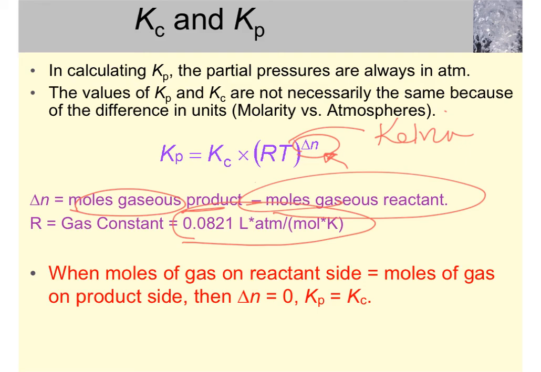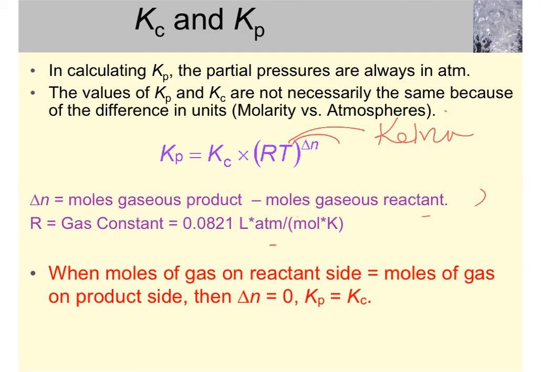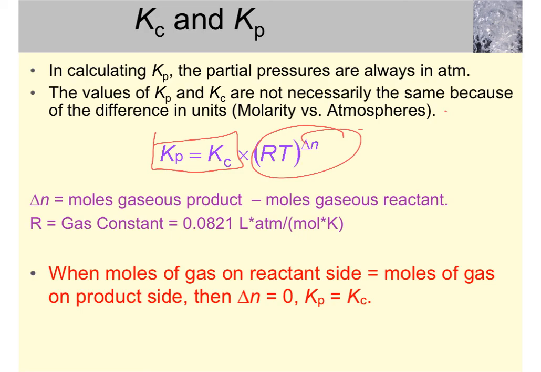But I want to point out at this point, there are some cases where Kp equals Kc. When will these two actually be equal to each other? When this whole portion equals 1, right? What's going to make that whole portion equal 1? Any exponent of 0, right? So if the difference in the number of gas moles on the reactant and product side is 0, if they have the same number of gas particles on both sides of the reaction, then Kp will equal Kc.